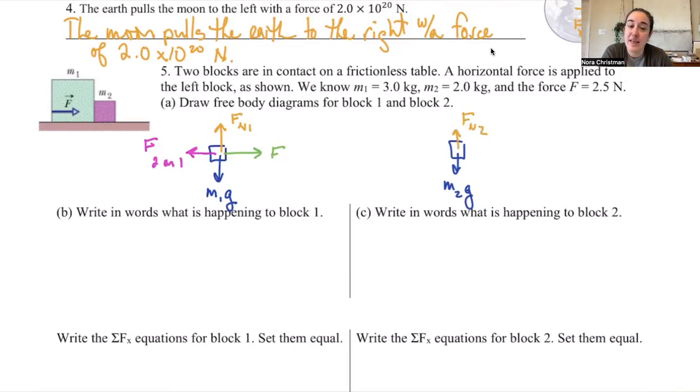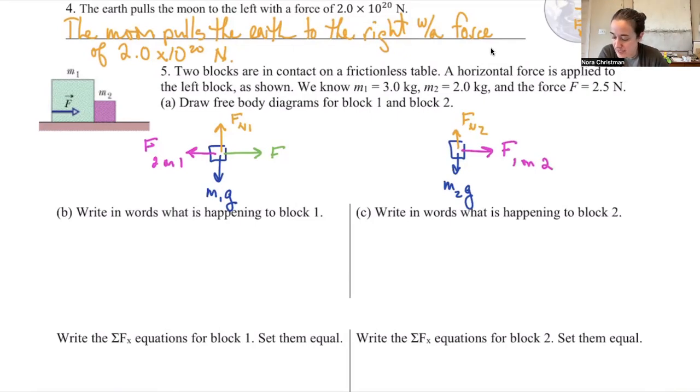Now the force F doesn't act on block 2, but block 1 pushes block 2 to the right with a force that's equal and opposite to the force that block 2 exerts on block 1. So this pink arrow will be the force block 1 on block 2. And then we're done with that one.